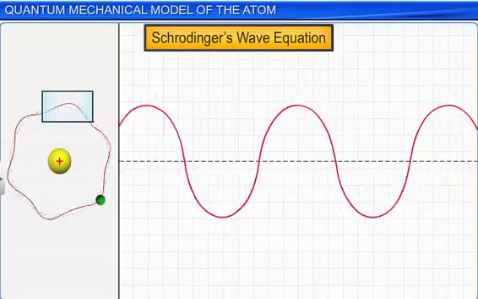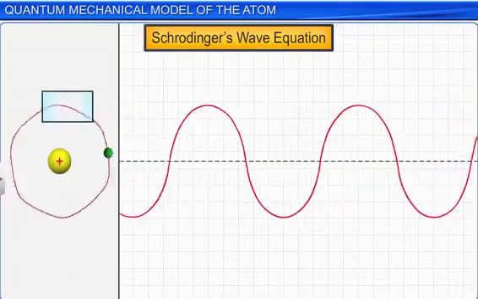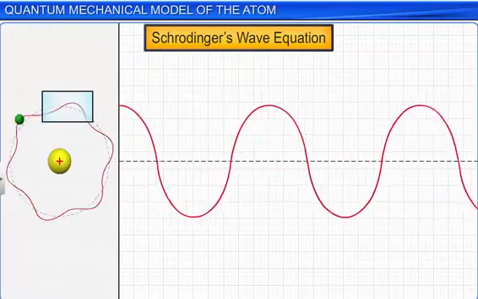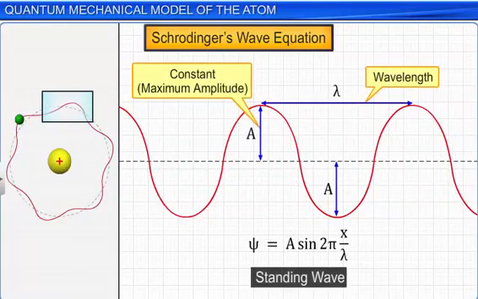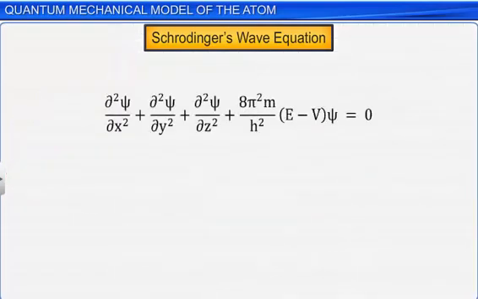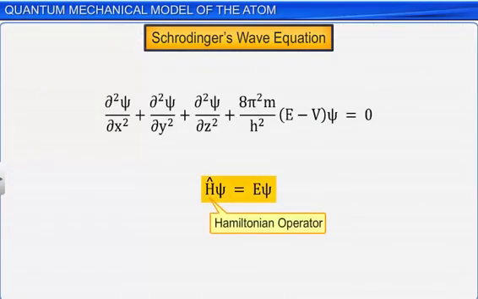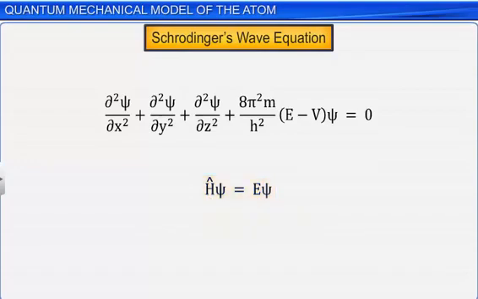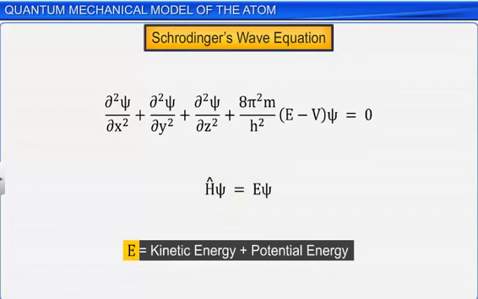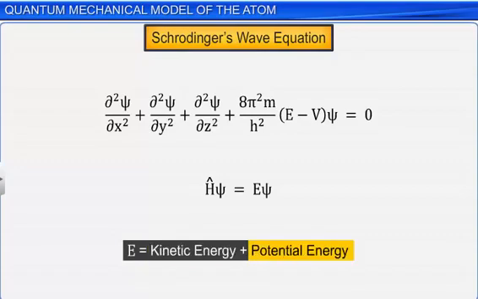The Schrödinger's wave equation is obtained by differentiating the equation for the standing wave of an electron in the hydrogen atom. In short, Schrödinger wave equation is written in terms of Hamiltonian operator as shown here. In this equation, E stands for total energy of the system, which includes kinetic energies of all the subatomic particles and potential energy due to attractive and repulsive forces operating in an atom.